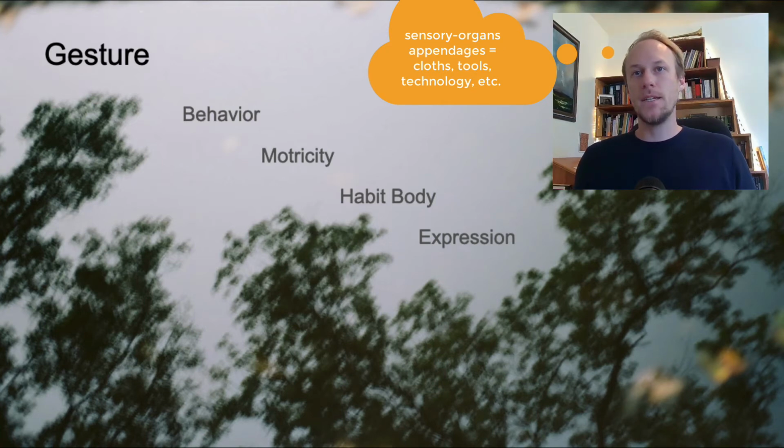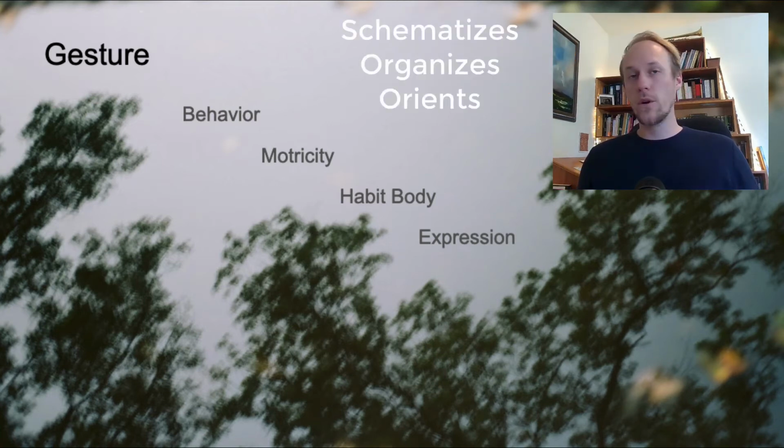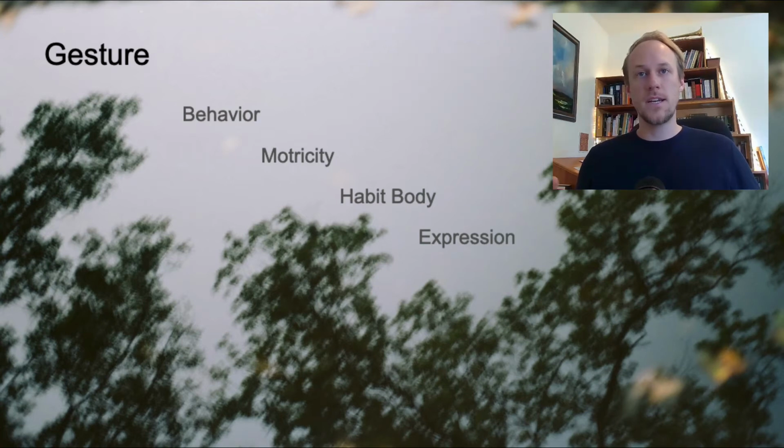The habit body schematizes, it organizes and orients all of our embodied multiplicity. It gives it a kind of unity. But it's a unity which is dynamic and adaptable, in the same way that behavior is adaptable. And it's dynamic in the sense that it involves a lot of perceptions that are in flux. But it also coordinates them and makes sense of them at the most fundamental level of our being in the world.